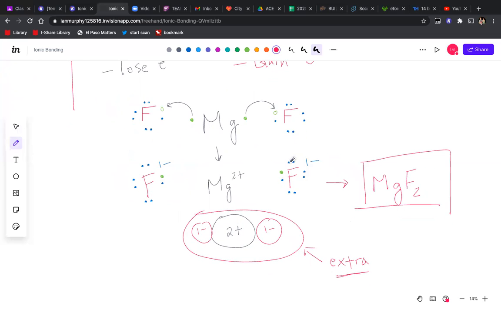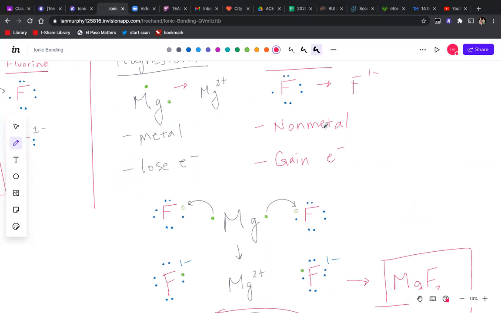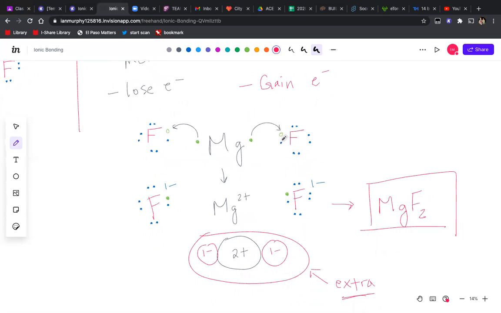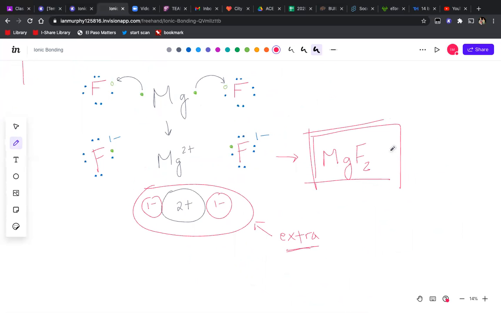What I want to see, again, is you writing out the Lewis dot structure. Is it a metal? Is it a non-metal? Yes, no, whatever it is, what happens? Does it lose or gain electrons? You need to indicate that as well. Then you need to do what we did down here. Show the transfer of the electrons, show the formation of the charges, and then show the final compound that forms. That is what you're doing today, all right?